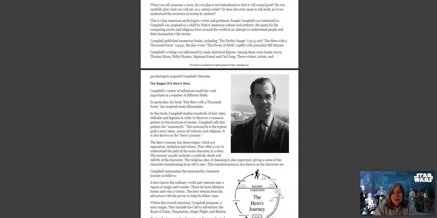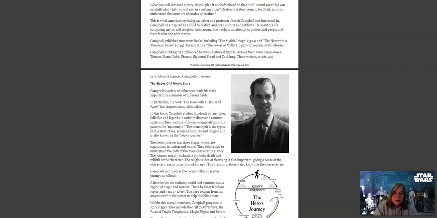This is what American mythologist, writer, and professor Joseph Campbell was interested in. Campbell was inspired as a child by Native American culture and artifacts. He spent his life comparing myths and religions from around the world in an attempt to understand people and their fascinations with stories. Campbell published numerous books, including The Mythic Image in 1974 and The Hero with a Thousand Faces in 1949. He also wrote The Power of Myth in 1988 with journalist Bill Moyers.